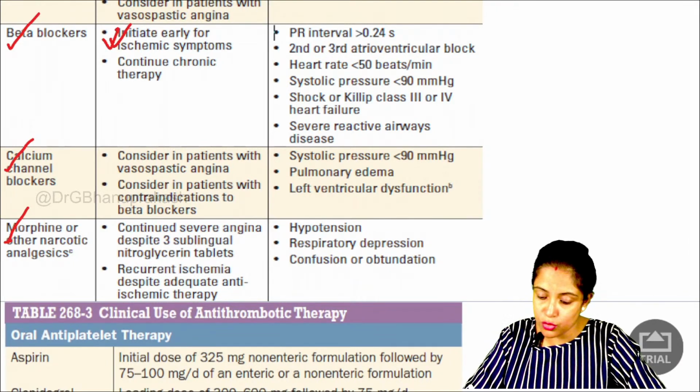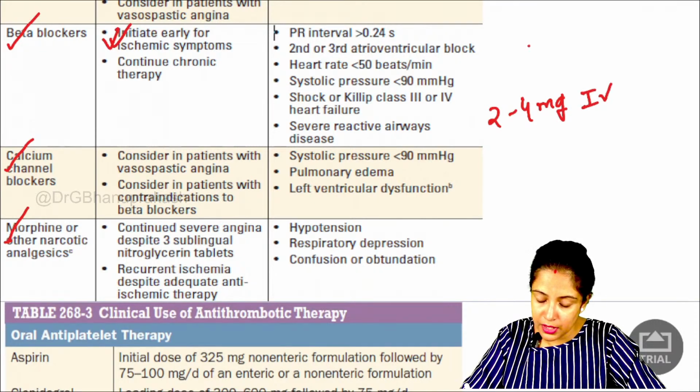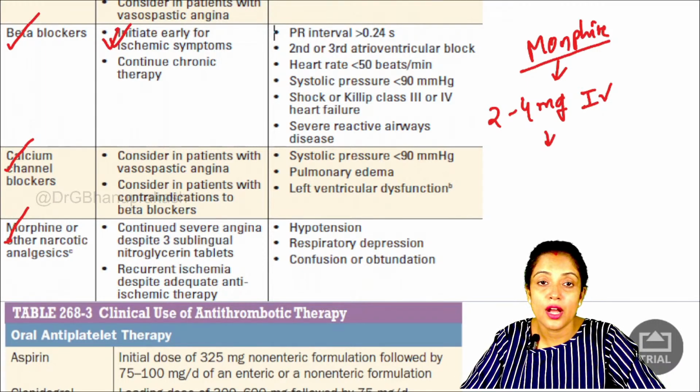Morphine we can give at a dose of 2 to 4 milligram IV, and we can keep on repeating for 3 times if the patient is not responding to the initial doses.